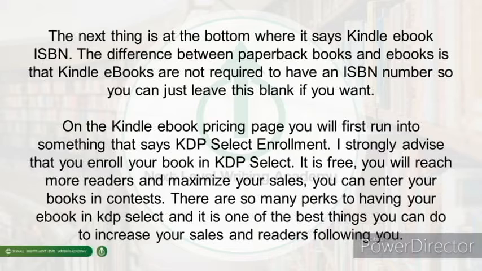And on the Kindle ebook pricing page, the first thing you will run into is something called KDP Select Enrollment. I strongly advise that you enroll your book in KDP Select. It is free and you will reach more readers and maximize your sales, and you can even enter contests with your books. There are so many advantages to having your book in KDP Select, and it is one of the best things that you can do to increase your sales and your readers who will be following you.